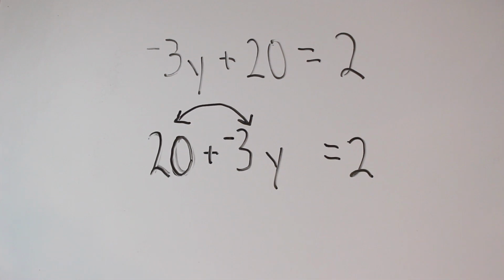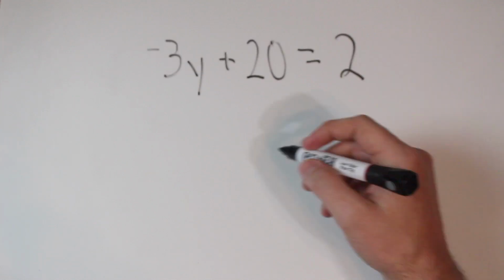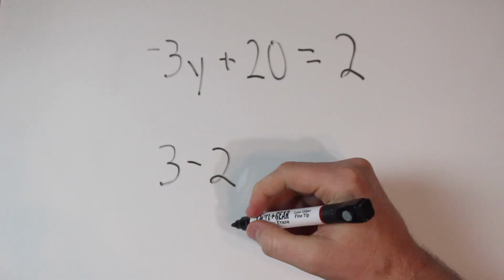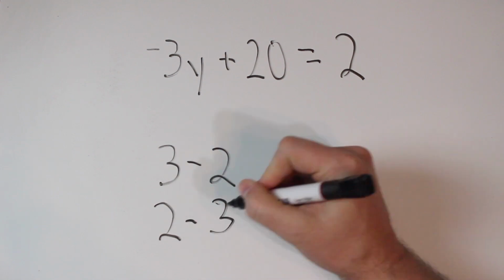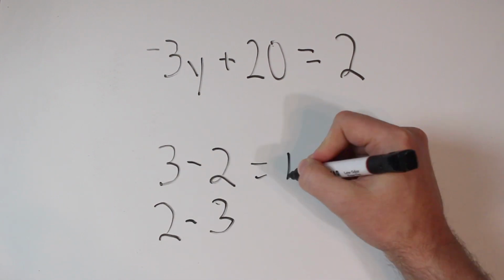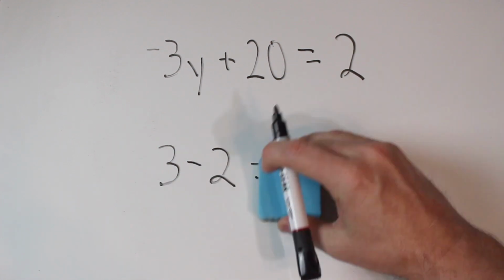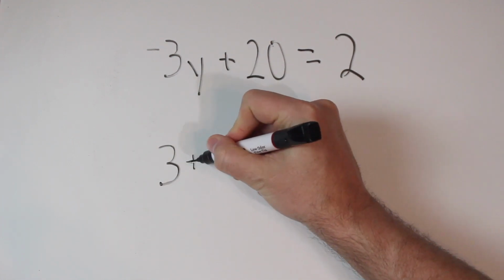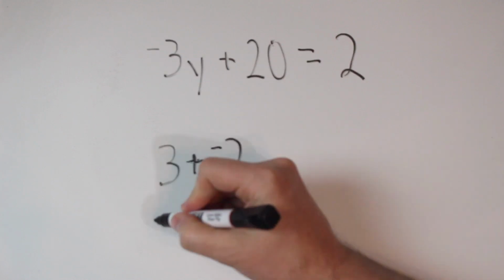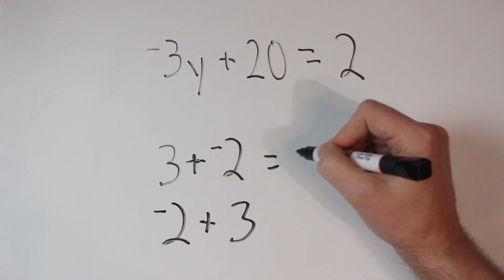Don't forget that the commutative property only works with addition. You can't switch around the numbers while the operation is subtraction. 3 minus 2 is not the same thing as 2 minus 3. Very different. But if you change the 3 minus 2 to 3 plus negative 2, then when the numbers switch sides, it still works.